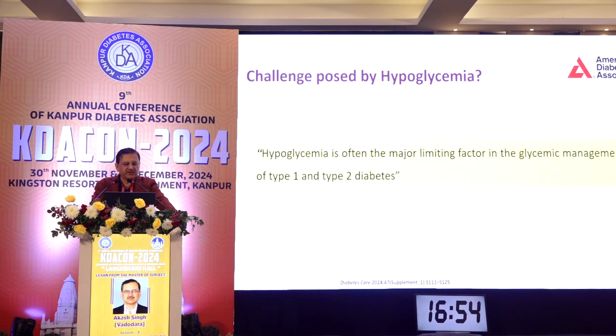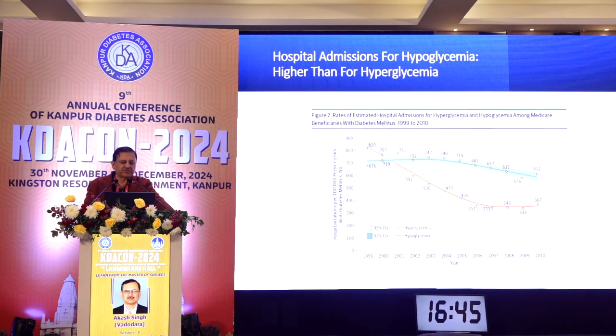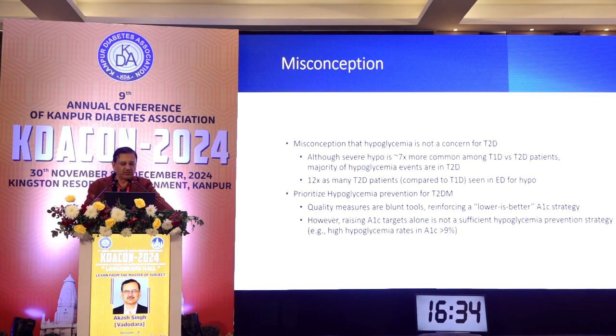Now the problem with hypoglycemia is that it is often the major limiting factor in the glycemic management of type 1 and type 2 diabetes. If you see the hospital admissions for hypoglycemia, they are much more than hospital admissions for hyperglycemia. So hypoglycemia is a more serious emergency which is seen day in and day out. It is a general conception that type 1 diabetics are more prone to hypoglycemia, but type 1 diabetics are very few in number. The prevalence and the numbers for type 2 are huge, and the majority of the patients of hypoglycemia that you encounter will have type 2 diabetes.